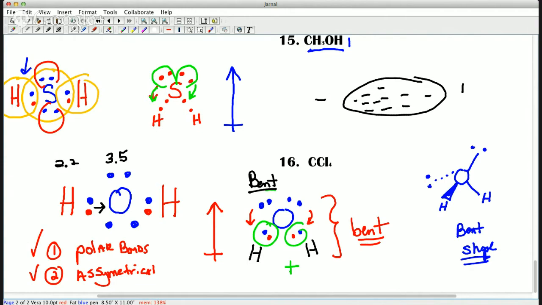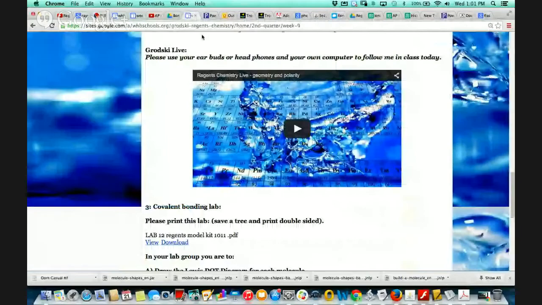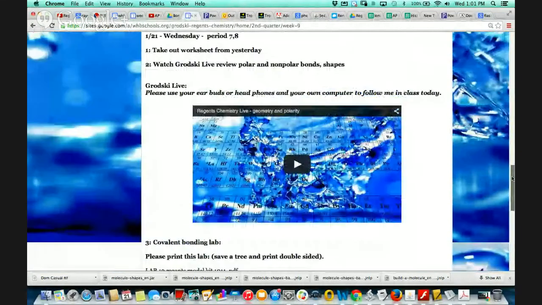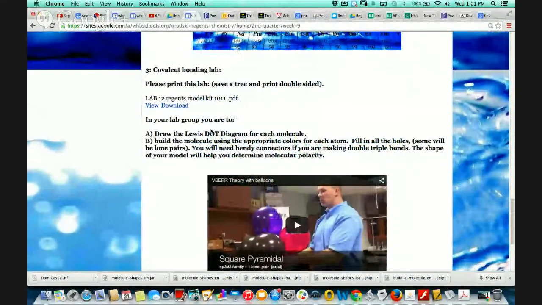Okay, if I share my page, stop sharing. Okay, and then share my screen. Let's go to the web page. Sharing my screen. Okay, share. All right, let's go to our class web page. Okay, and you should see right here, Lab 12 Regents Model Kit.